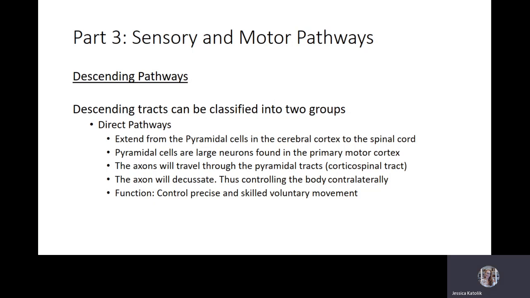So in a nutshell, they're going to start at the pyramids in the cerebral cortex and go to the spinal cord and then to the peripheral nervous system. They will cross over and control the body contralaterally, and they're going to be responsible for skilled voluntary movements.